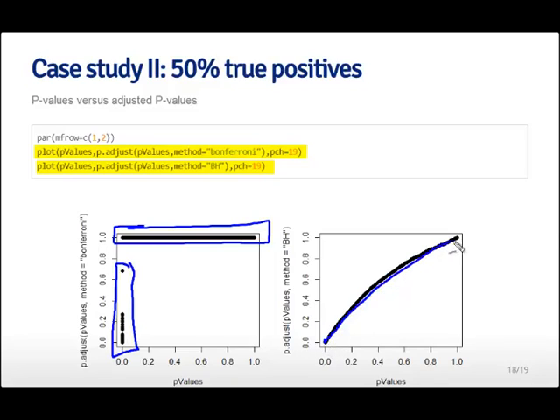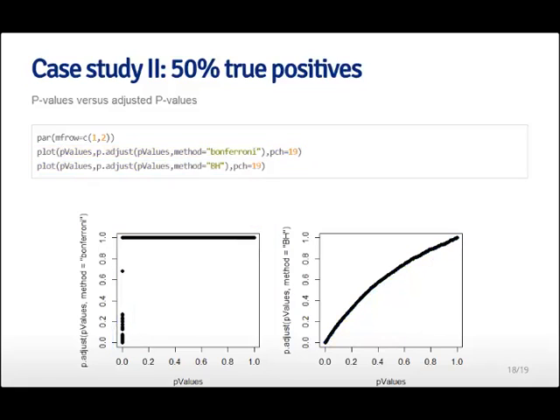So the p-values are on the x-axis and the adjusted p-values on the y-axis, and you see that the adjusted p-value is slightly larger across the entire range than the actual p-value itself, but not dramatically larger for this particular case, because you have a lot of significant results.